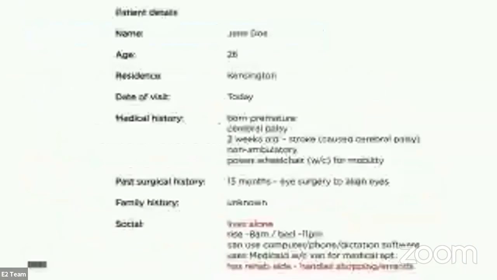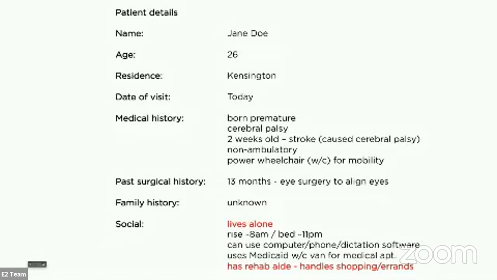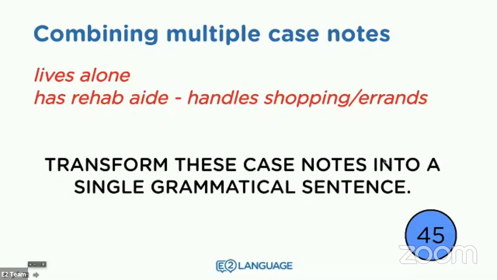So let's combine these. Let's combine these two case notes here. Lives alone, has rehab aid, handles shopping errands. Let's combine these two case notes into a grammatically correct single sentence. You have 45 seconds.